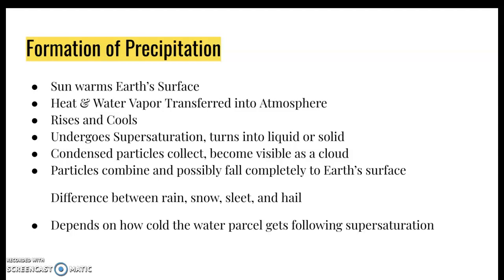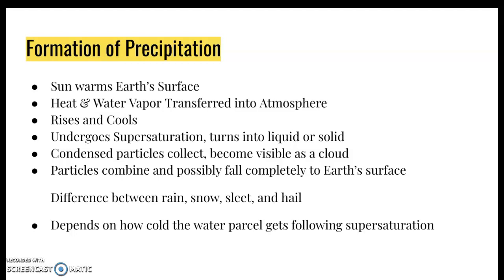And since the water vapor and the heat are warmer than the surrounding air, it rises and cools. And then it eventually cools to such a point that it undergoes supersaturation and turns into either liquid or solid form, which would be either rain or ice or snow. And then condensed particles collect and they become visible as a cloud.